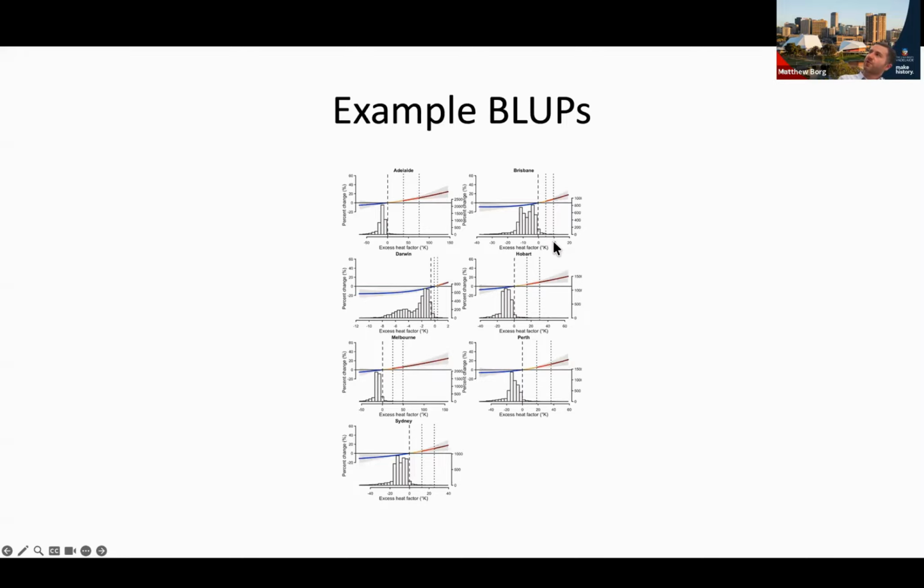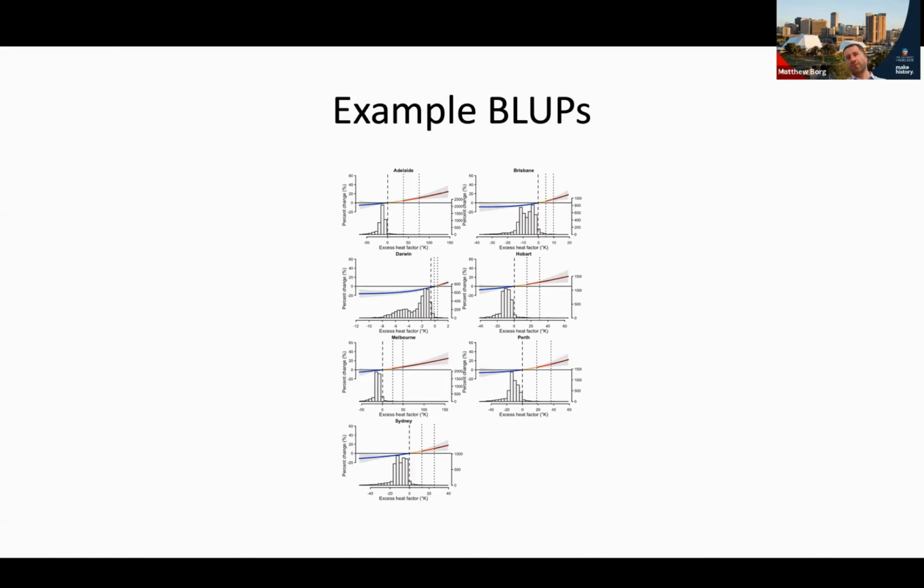And you do see variations in heat wave patterns, such as higher EHF values in the drier cities like Adelaide, Melbourne, and Perth, whereas in the more humid cities, especially Darwin and Sydney, you get different heat wave patterns and see lower EHF values. So that's looking at the overall response.